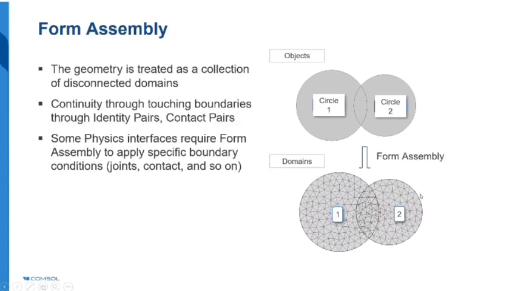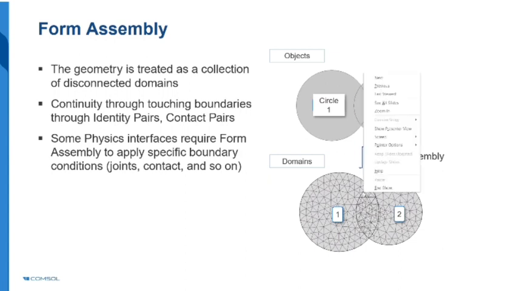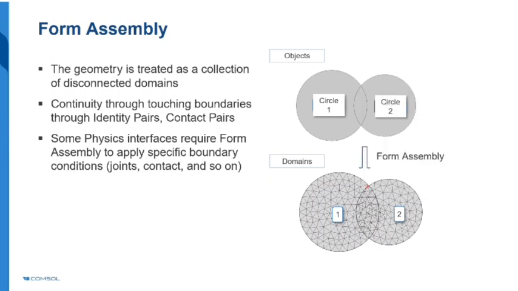Whereas when we are using form assembly, the boundaries of the overlapping region will have different identifiers, based upon which two domains are interacting through those boundaries. For example, the boundary that you can see over here, this boundary, right? This boundary will have a different identifier number from the domain 2 point of view and a different number from domain 1 point of view.